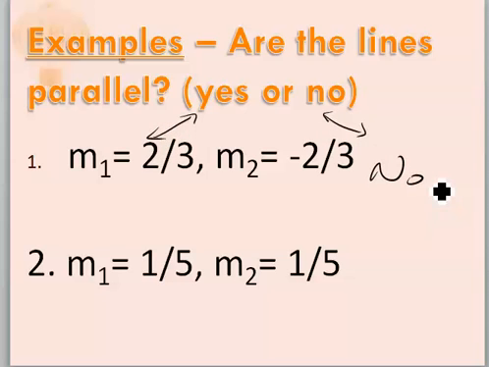They are not parallel. Number 2, the first slope is 1/5. The second one is also 1/5. So yes, those lines are parallel.